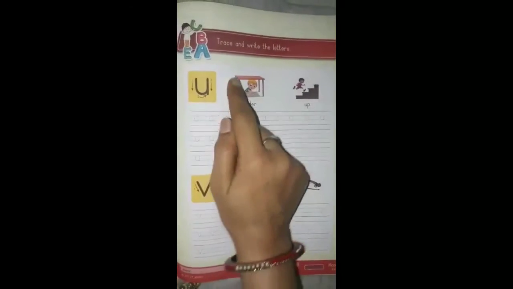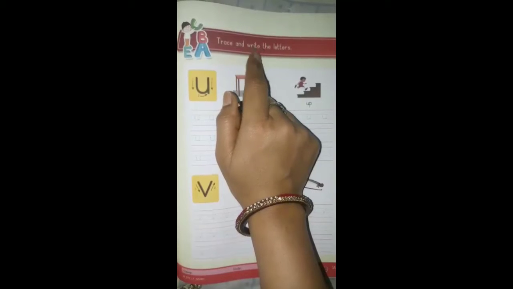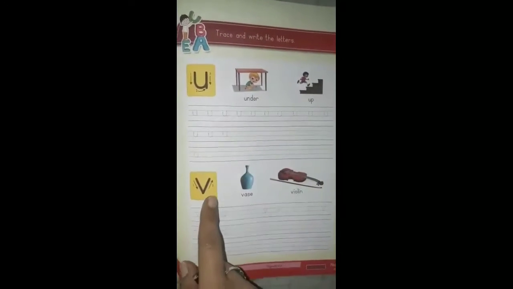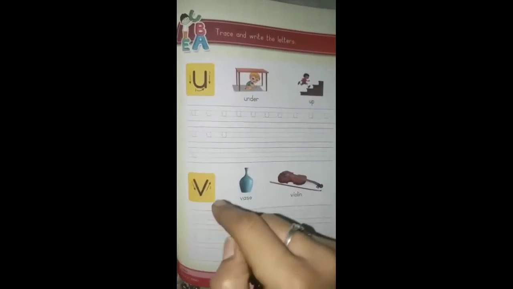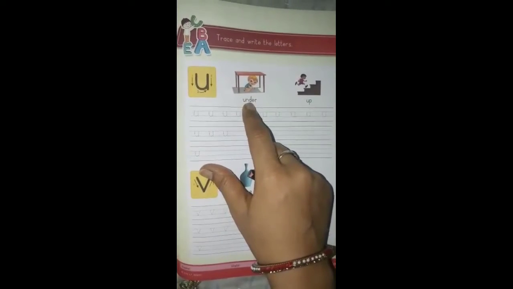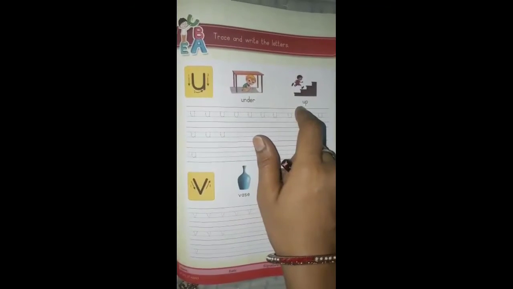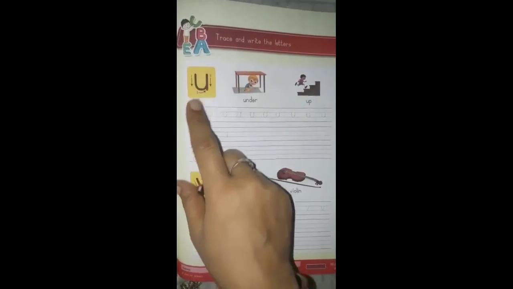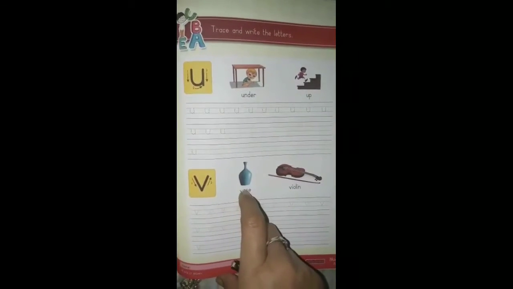Here you can see: trace and write the letters. Here are some letters given to you: U, V. These are small letters. And here you can find some words, under, up, under, up, that come from the letter U. So you will write and trace here. And this is a bass violin, and the V sound is here, so we use the letter V. So we will complete this work also.